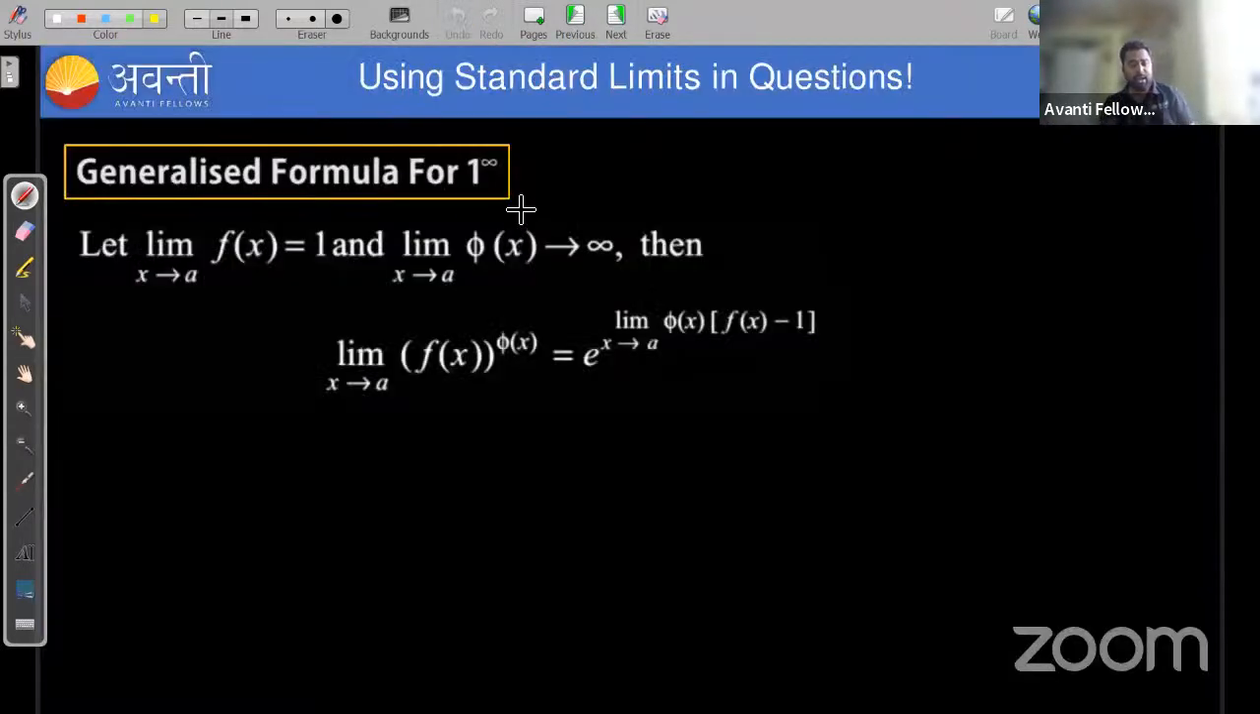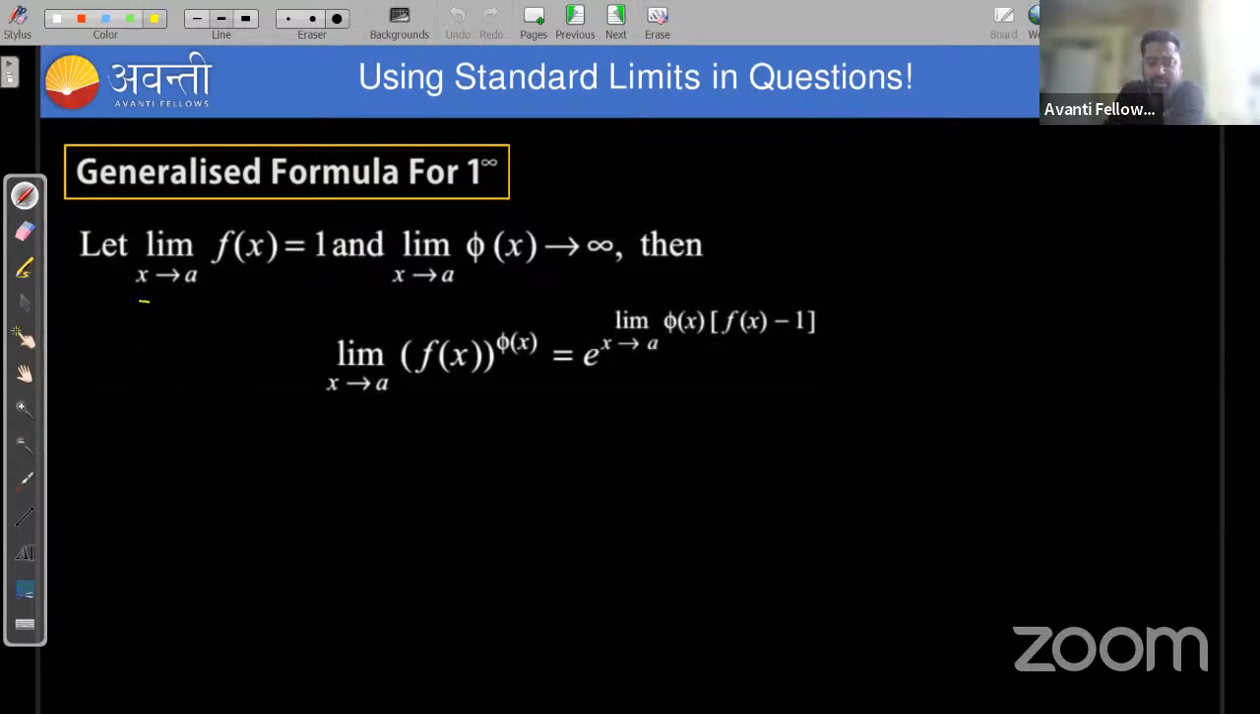Now, the generalized formula when the limit is in the form of 1 to the power infinity, and it is important, guys. Actually, it is important. Remember, mostly questions are asked from these concepts also. Maximum times I saw questions being asked from this formula. Directly remember the formula.